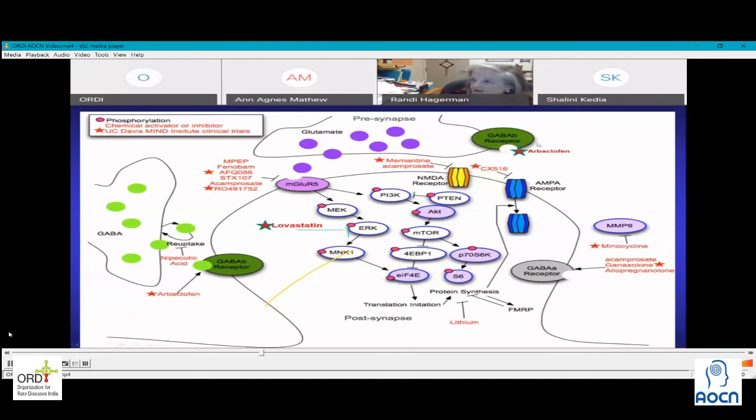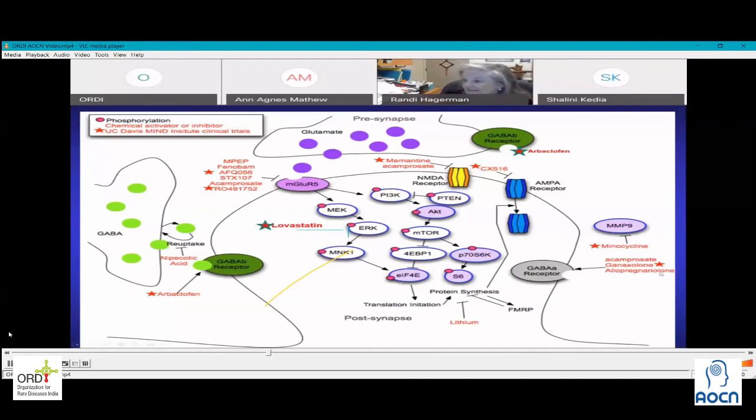Now arbaclofen was purchased by a new drug company. Upregulation of MMP9 has been studied with treatment with minocycline, and it was beneficial for individuals with Fragile X syndrome. The problem with minocycline is it can cause darkening of the teeth when used in childhood, particularly before 8 years of age.